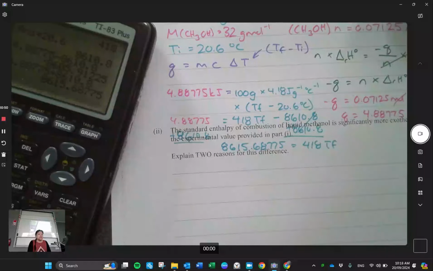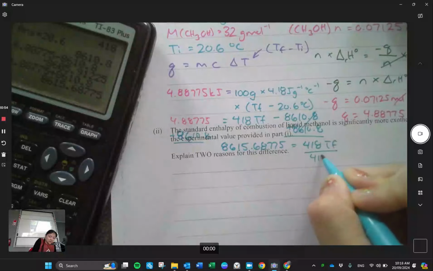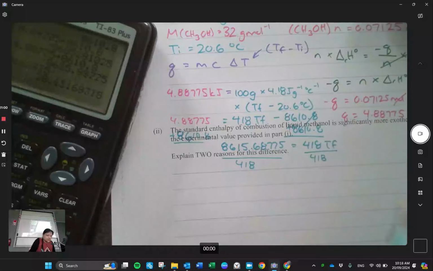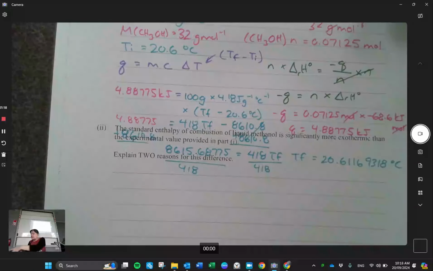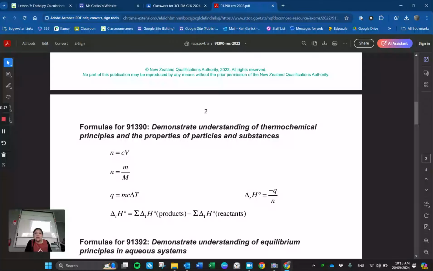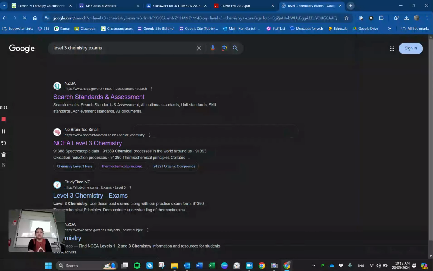We good? All right, last step then is I need to get the TF by itself, so I divide it by 418. And I get my final temperature is going to be, that was barely any difference, 26.01169318 degrees Celsius. Let me check that answer for you guys, because I think they do want it rounded, but I'm not really sure how you're supposed to round it, because it's going to basically be the same answer. So let me make sure I did my math right. Level 3 chemistry things.